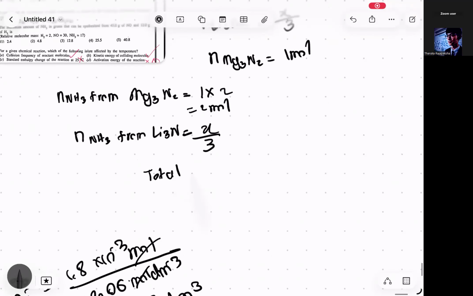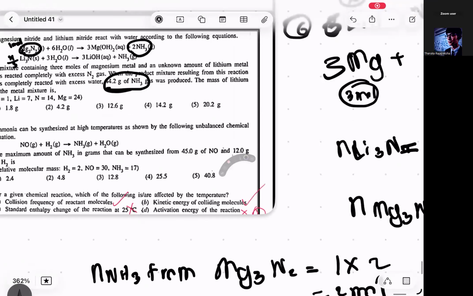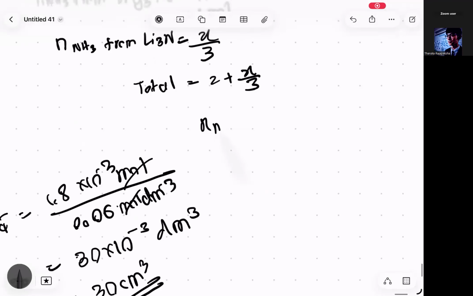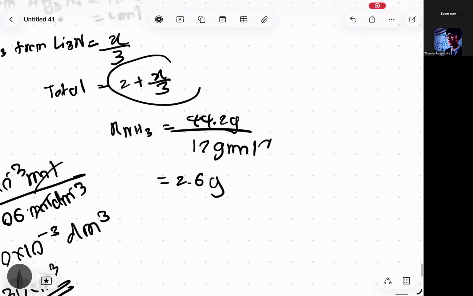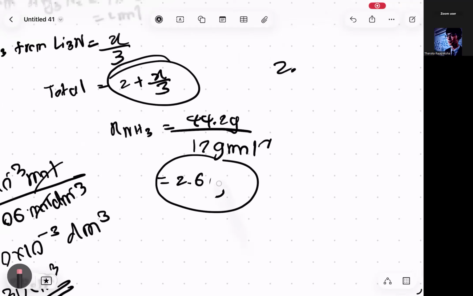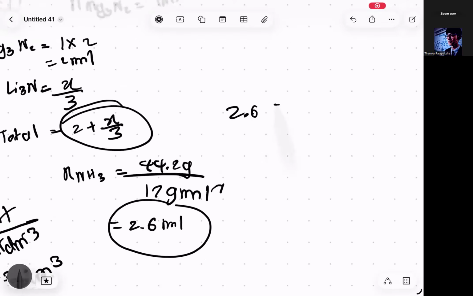They have given the total ammonia mass, 44.2 grams of ammonia. So we can calculate the number of moles of ammonia: 44.2 grams divided by 17 grams per mole, which is 2.6, not grams, actually moles. Now we can equate these because they are equal. 2.6 is equal to 2 plus x over 3. Then 0.6 is equal to x over 3. And then x is going to be 1.8 moles.